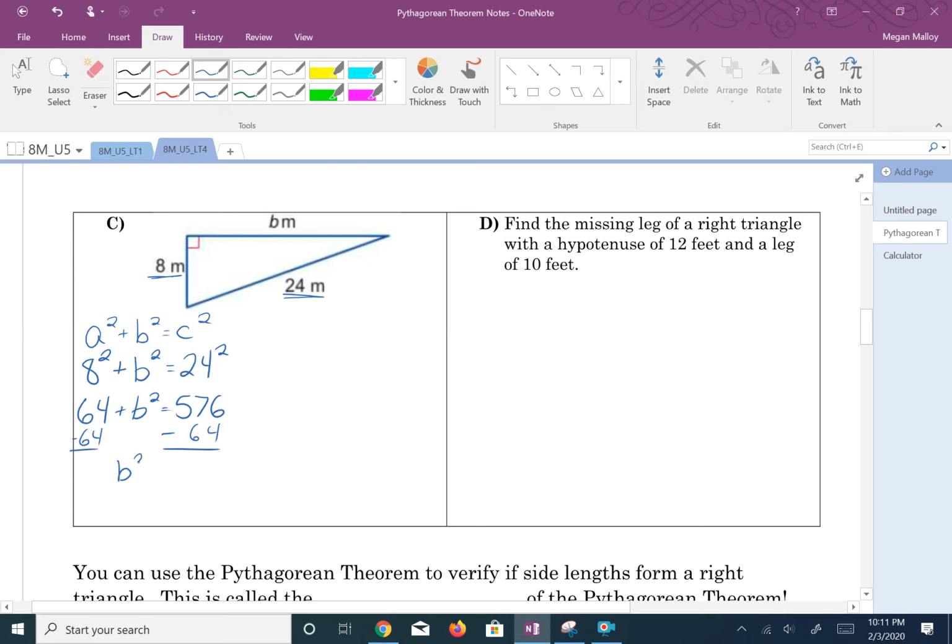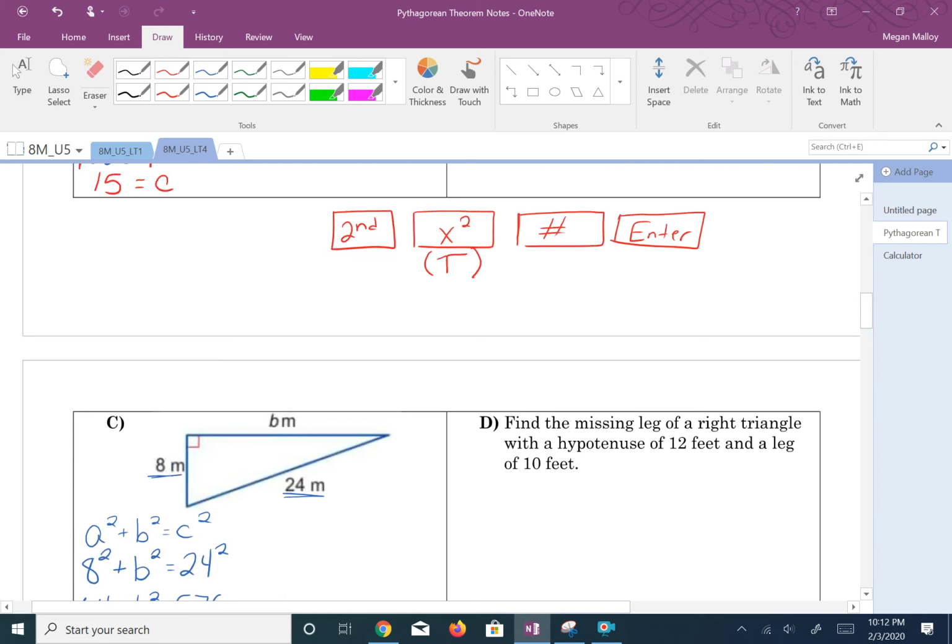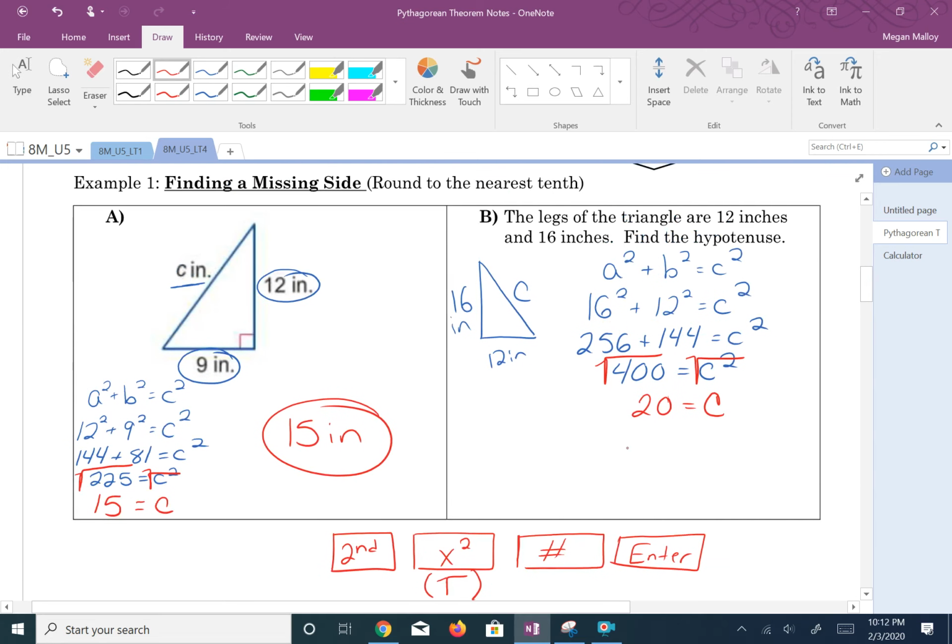So we get b squared is equal to 512. In order to get the value of b, I have to take the square root. So b is going to be equal, we get a decimal, 22.627417, and in our directions it did say round to the nearest tenth, so we would write 22.6 meters. And I believe I forgot my unit on letter B. That would be 20 inches.